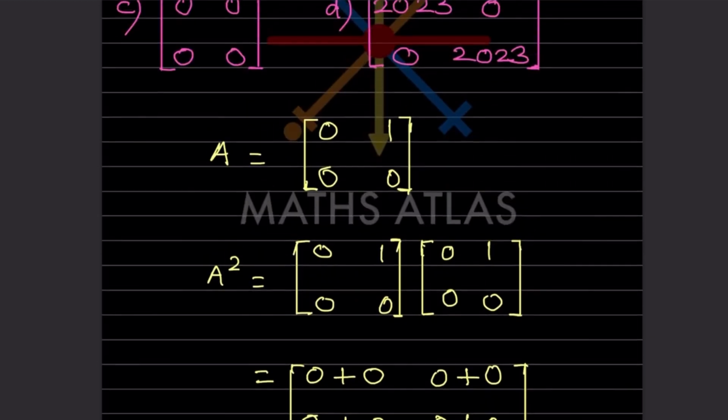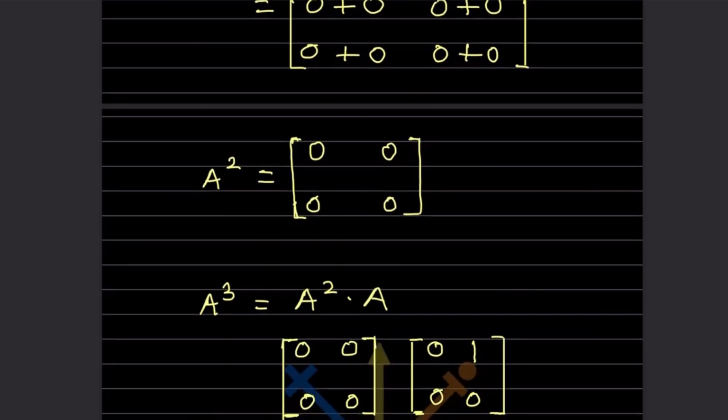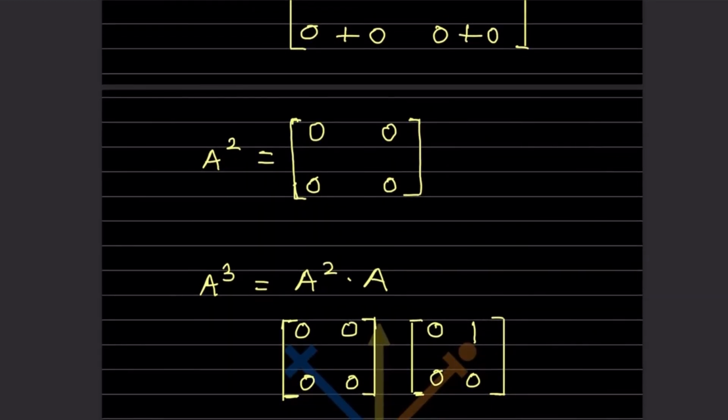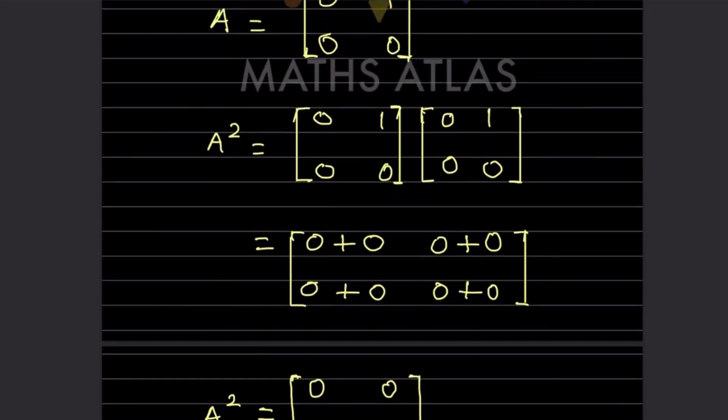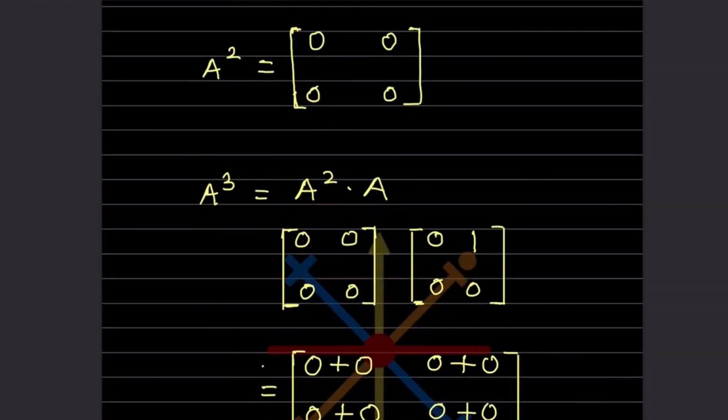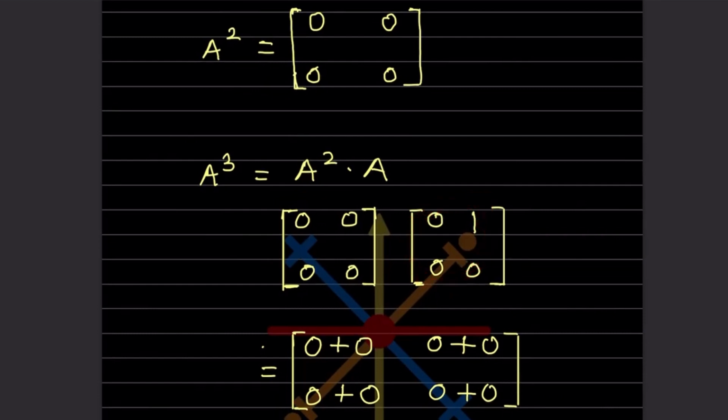Now we have A, we have A square. Now let us see for A cube. A square is this one, so A square into A square as it is. Now let us write for A. We know A is this thing, we'll write over here. Now again we'll multiply. 0 into 0 is 0, 0 into 0 is 0, 0 into 0 is 0, 0 into 0 is 0. Then this is done.